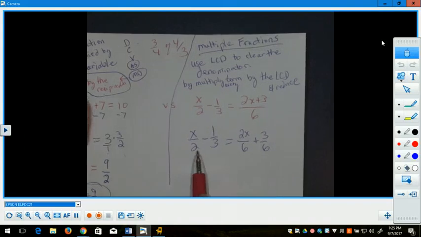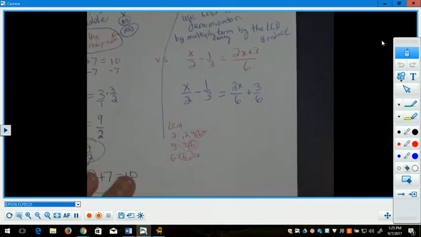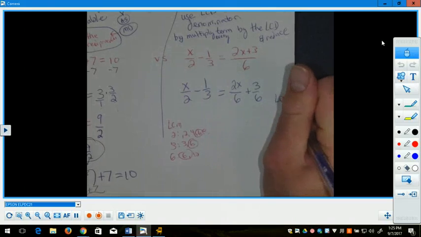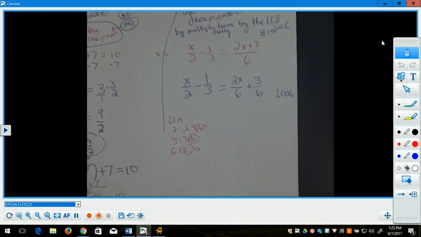The least common denominator of 2, 3, and 6, or the least common multiple: of 2, 2, 4, 6, 8. Hey, we got 6, I don't need to worry. Of 3, 3, 6. And of 6, 6, 12. The least common multiple is 6. So the least common denominator is 6. What we're going to do with that 6 is multiply every single term.